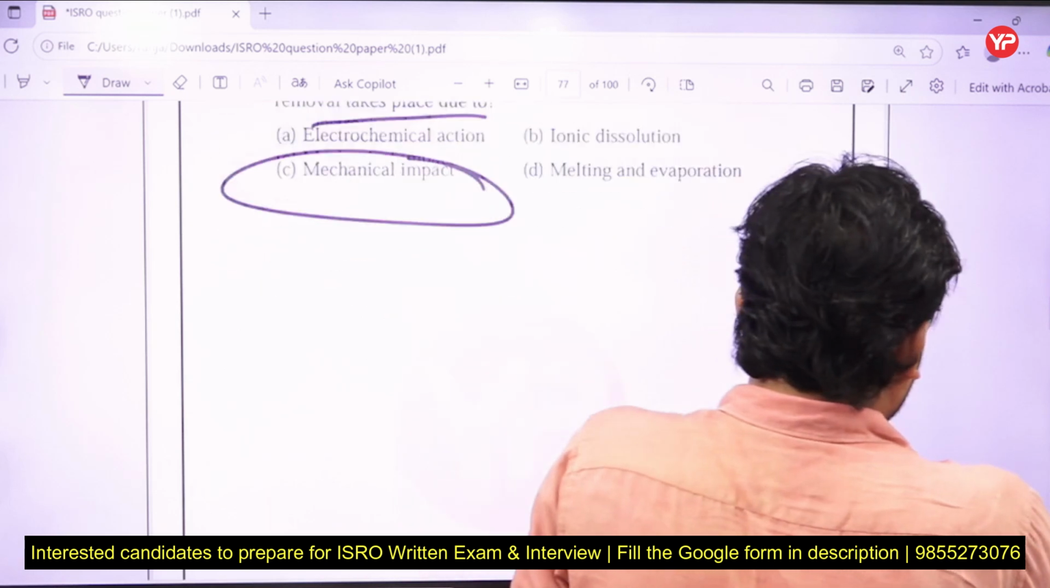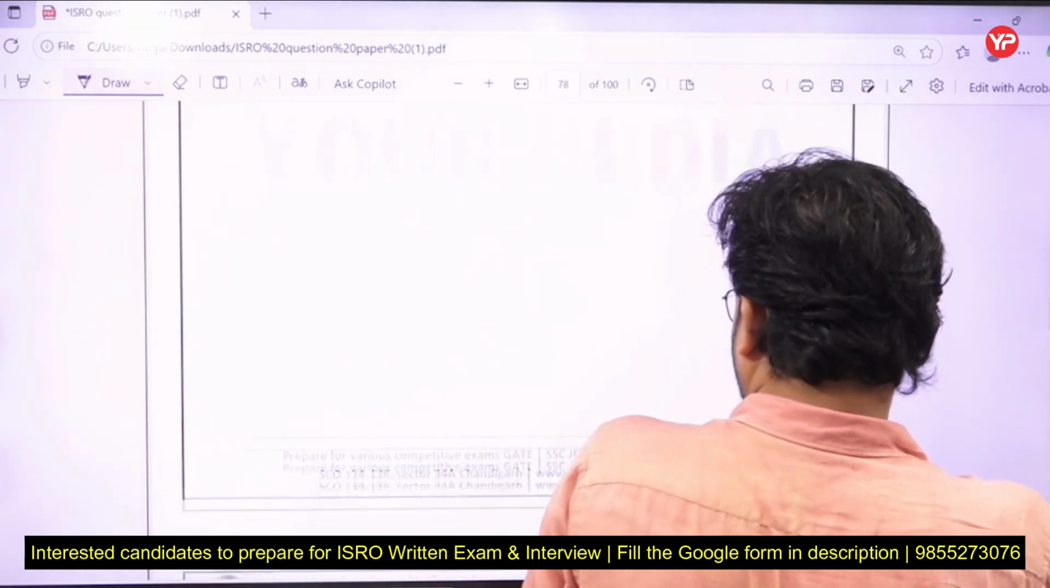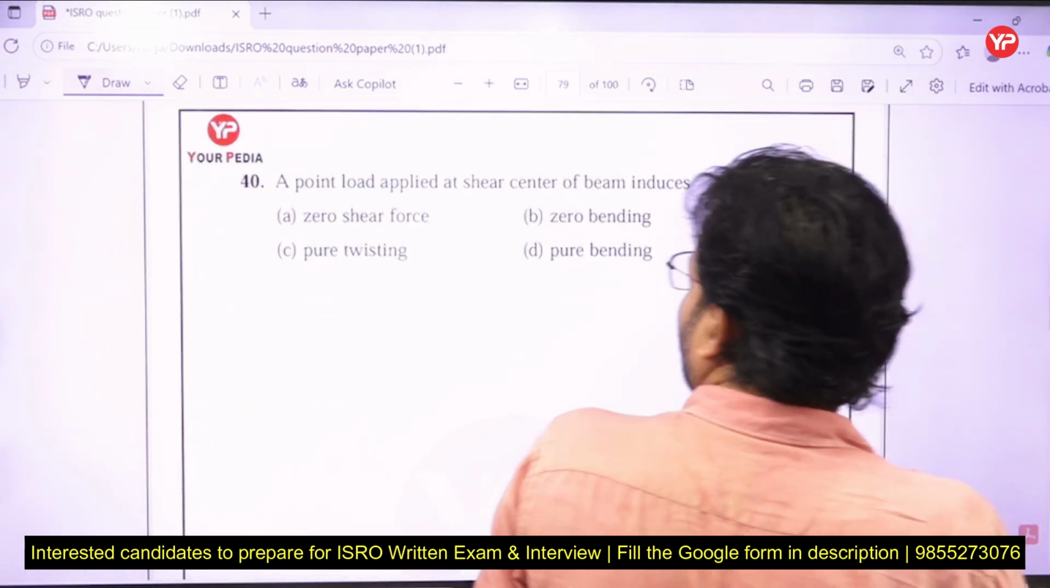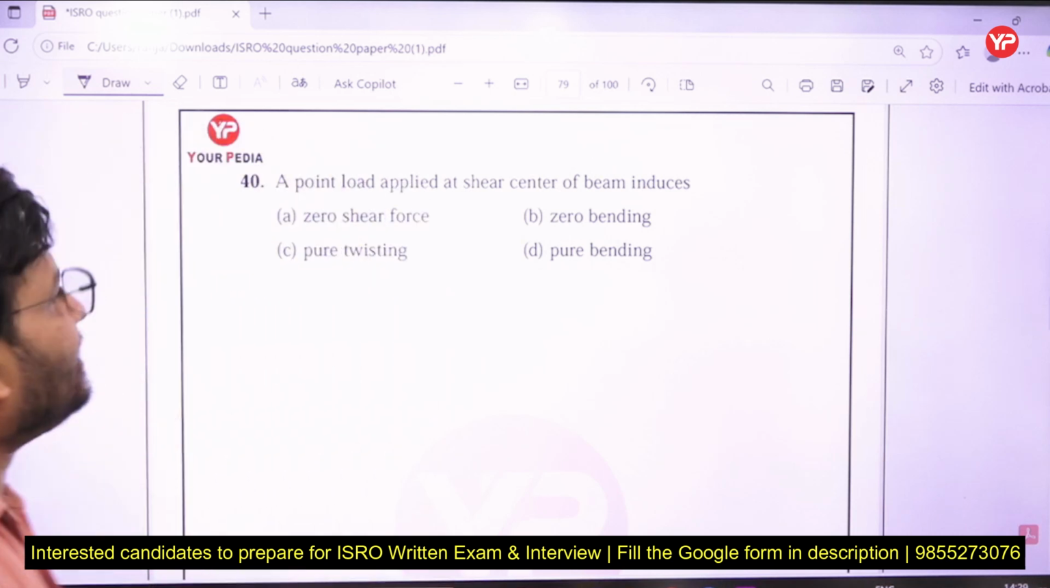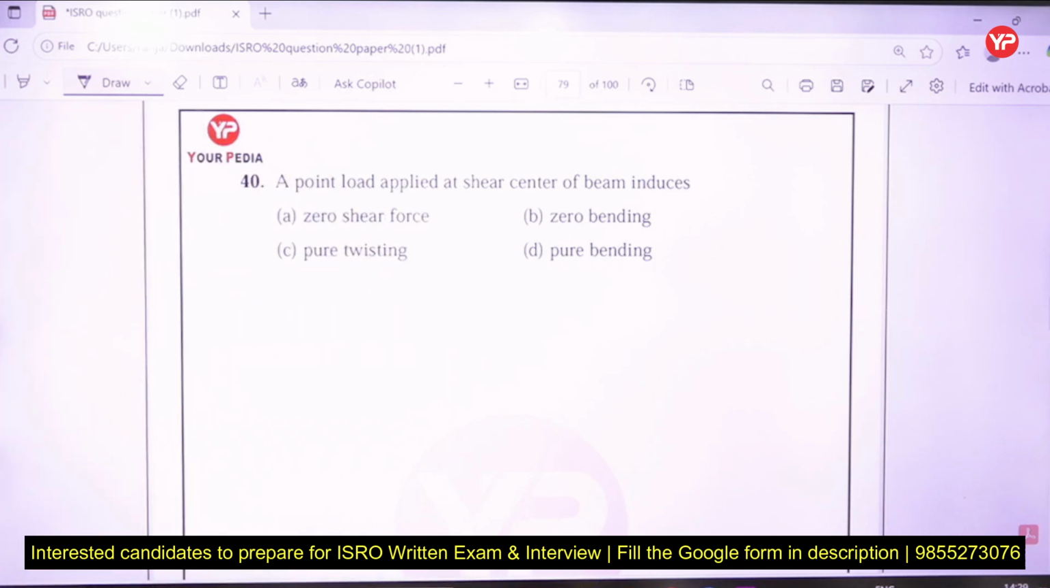Come to the next question. A point load applied at the shear center of a beam induces zero shear force, zero bending, pure twisting, or pure bending. So what will be the answer, my dear friends?